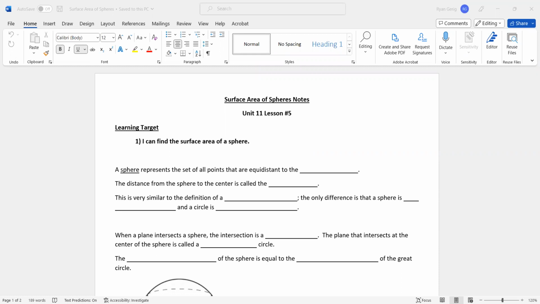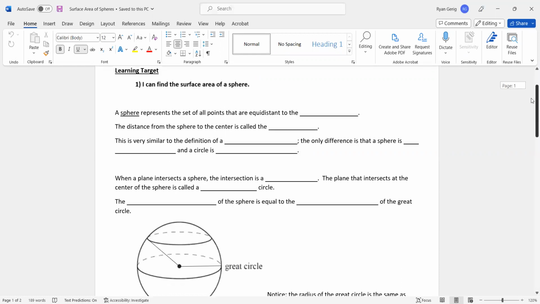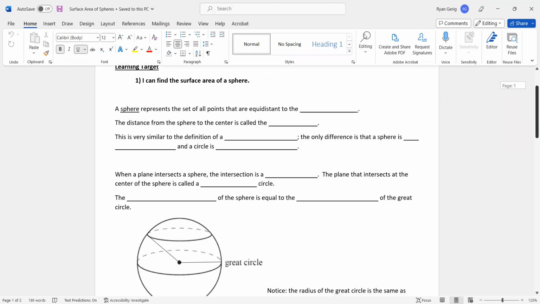All right. So, first of all, what's a sphere? It's a ball, right? You've probably known that. It's a little more technical though. A sphere represents the set of all points that are equidistant to the center. The distance from the sphere, the outer part of the ball, to the center is called the radius. You're probably thinking, well, that sounds awfully familiar, because it is very similar to the definition of a circle. The only difference is that a sphere is three-dimensional.